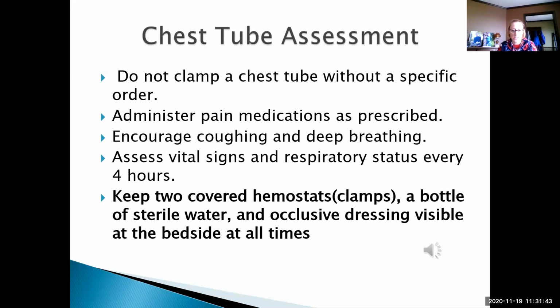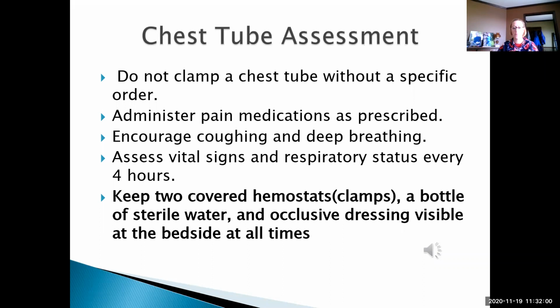Administer pain medications as prescribed. Encourage coughing and deep breathing. Assessing vital signs, respiratory status at least every 4 hours, if not more. And you always want to keep 2 covered hemostats or clamps at the bedside at all time, a bottle of sterile water, and an occlusive dressing.